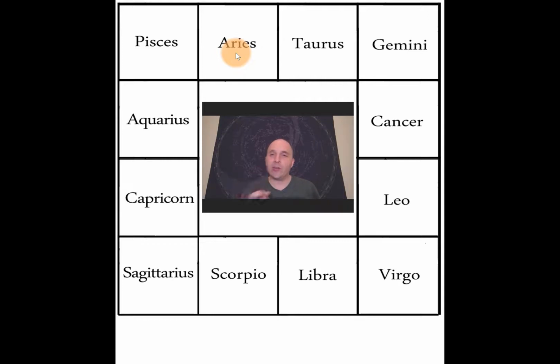Aries is also a fire sign, and fire signs are about the self. It's about who the person is, and it's about me doing what I need to do.